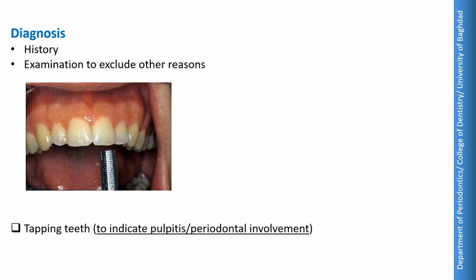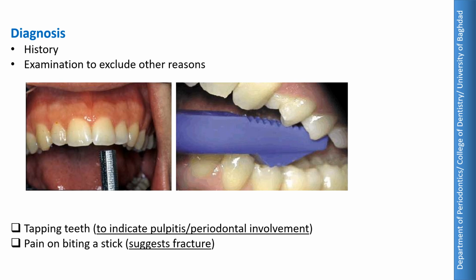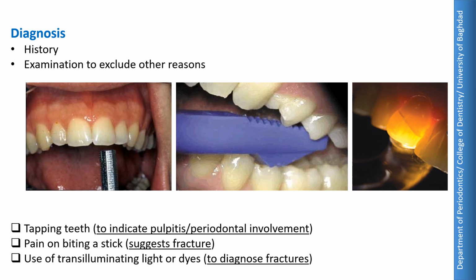Diagnosis of dentin hypersensitivity starts with taking a thorough history and then examination of the dentition to exclude other possible reasons. For example, tapping the teeth vertically and laterally to indicate or exclude other conditions such as pulpitis or periodontal abscess. Second examination is by detecting pain on biting a stick, which could be a wooden or plastic stick, which suggests a fracture. And then we have using trans-illuminating light or dye to diagnose a fracture.